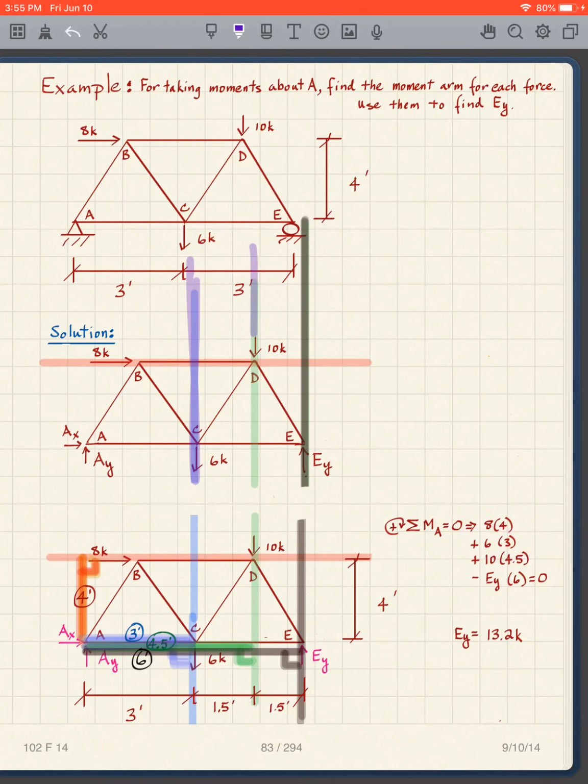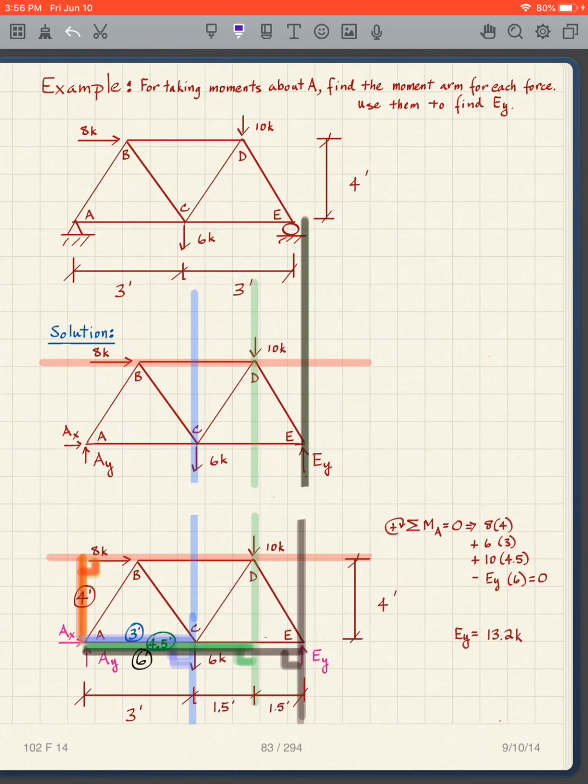And then for the 10, again, this is the perpendicular distance. And that distance then, well, I guess I didn't show it exactly, but the way it's all set up, you can see that that distance is 1.5, that distance is 3. So the total distance here is 4.5. 10 times 4.5. And then if we look at, are they positive or negative?